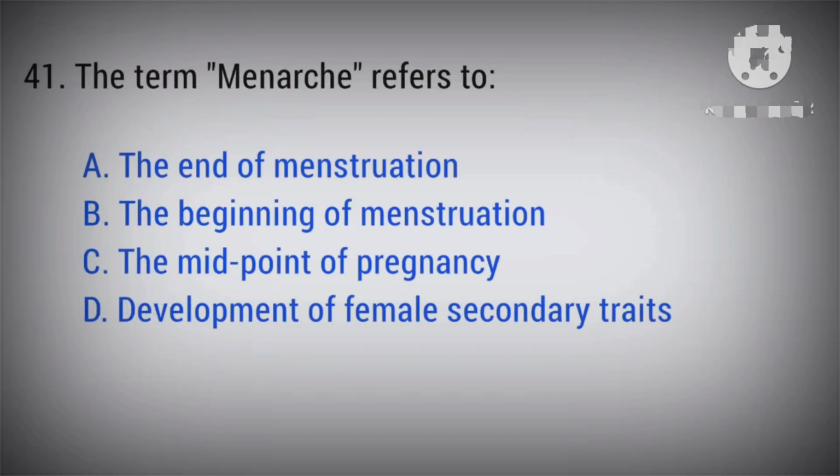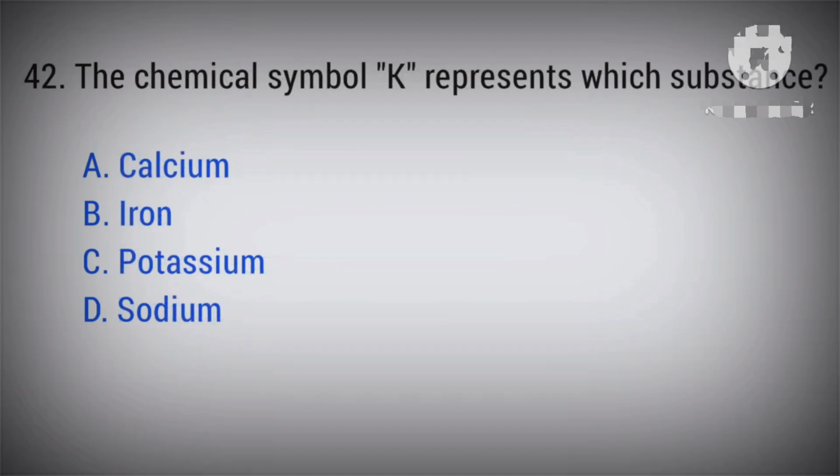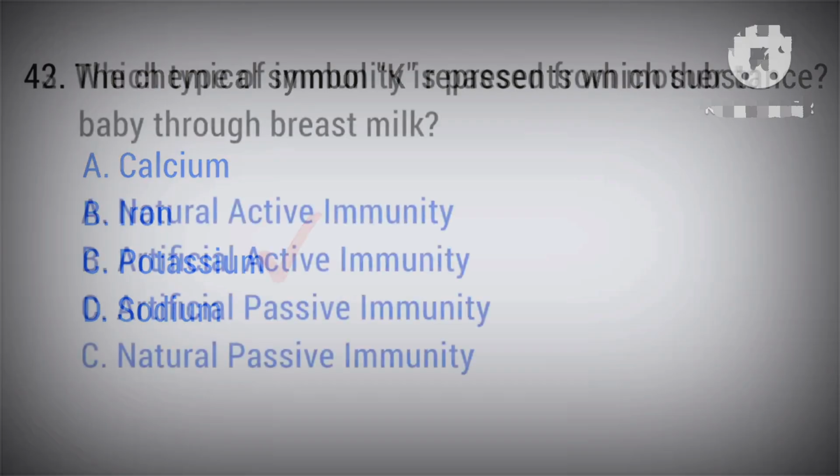Question 41. The term menarche refers to. The right answer is option B, the beginning of menstruation. Question 42. The chemical symbol K represents which substance? The right answer is option C, potassium.